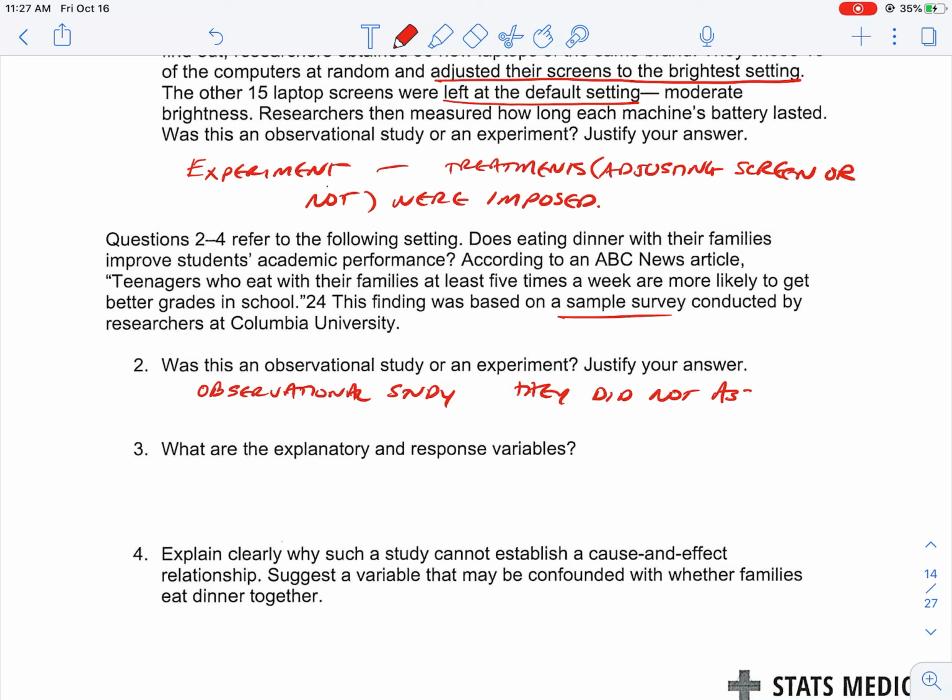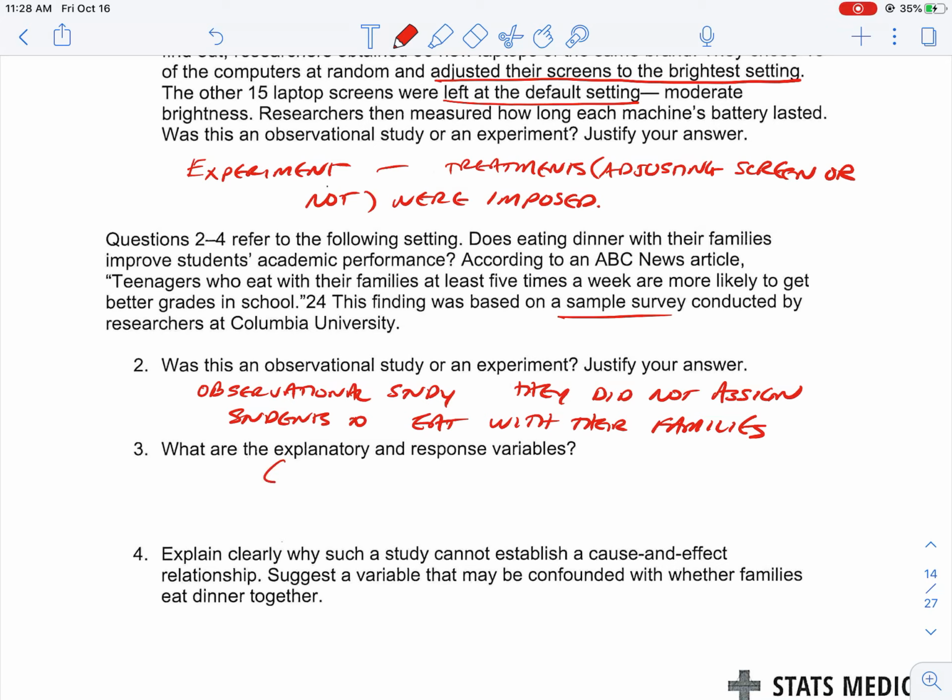They did not assign students to eat with their families. So because they assigned nothing, it means that they didn't have any sort of treatments imposed here. So this is not an experiment.